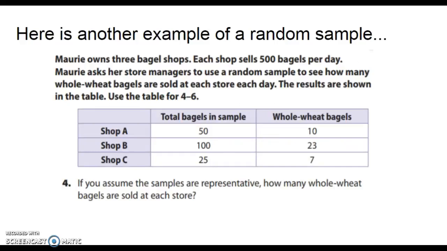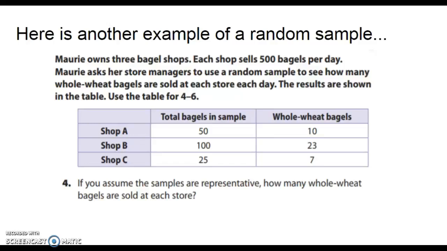Here's another example of a random sample. Mari owns 3 bagel shops. Each shop sells 500 bagels per day. Mari asked her store managers to use a random sample to see how many whole wheat bagels are sold at each store each day. The results are shown in the table. If you assume the samples are representative, how many whole wheat bagels are sold in each store?